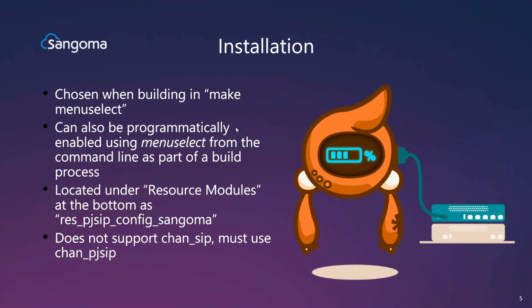So the trunking module is located under resource modules at the bottom as res_pjsip_config_sangoma. As the module name might imply, this does not support chan_sip. So if you're using Asterisk 20, this will not work with chan_sip. You must use chan_pjsip.